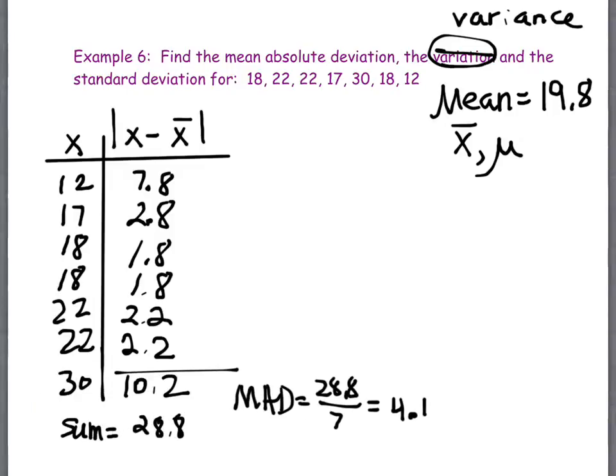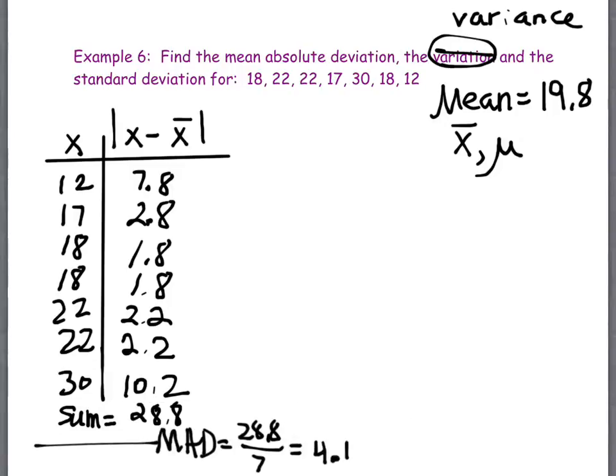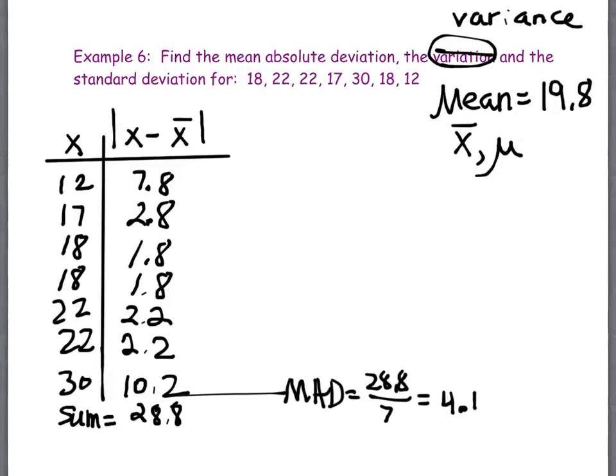When you get 12 minus 19.8, why is it not negative? Say it again for me, Ashley. When we did 12 minus 19.8, how come it's not negative? It would be negative, but do you see the absolute value signs there at the top? Yeah, that's why.